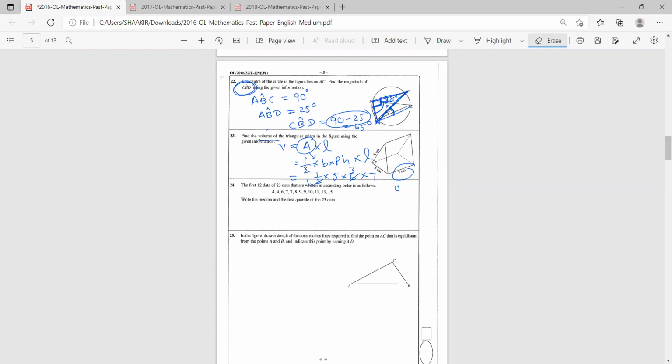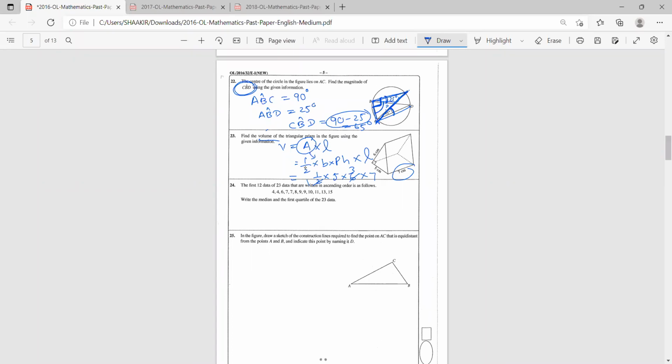Next question, children, based on the quartiles. In quartiles, children, we have 3: first quartile, second quartile, third quartile. For the second quartile, we can say median. Another term for the second quartile is median. Now let's see. The first 12 data of 23 data that are written in ascending order is as follows. Write the median and the first quartile of the 23 data. Median means they are asking for the second quartile, and you have to find the first quartile.